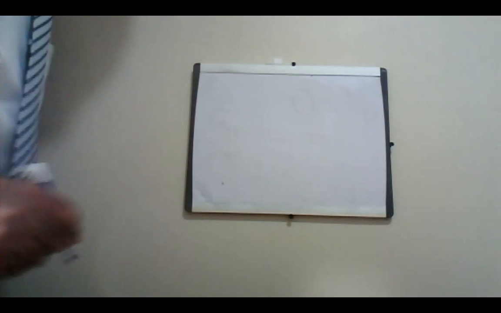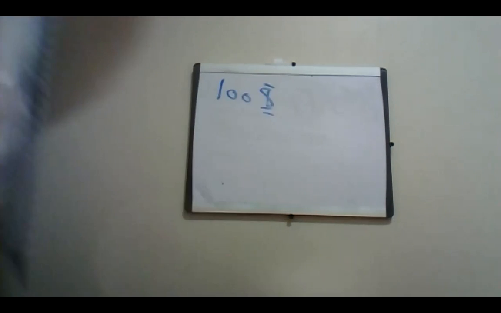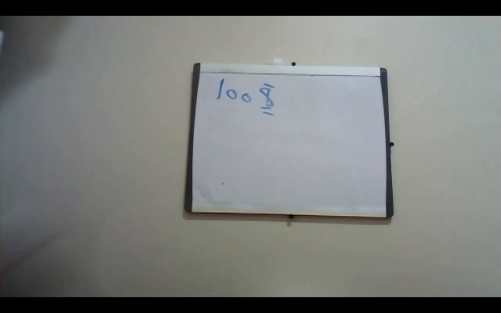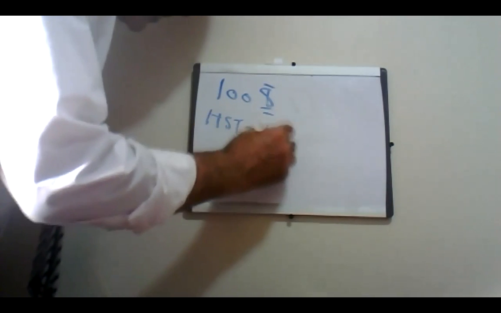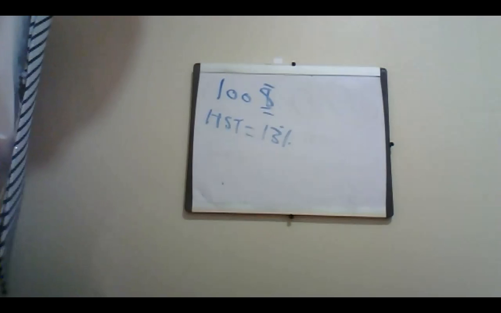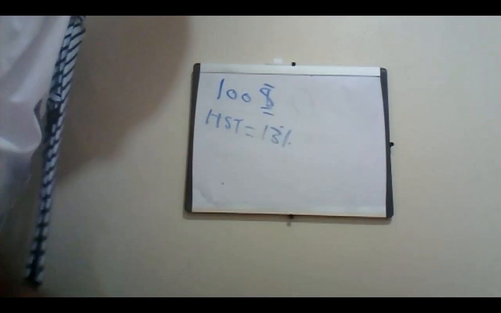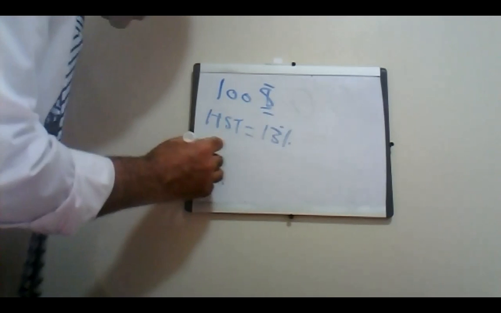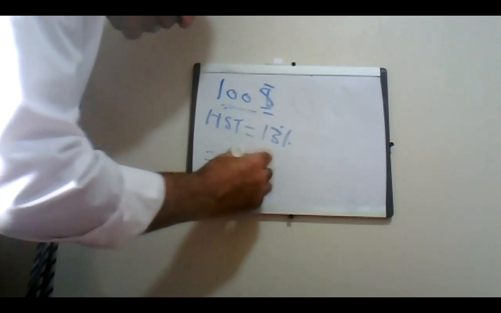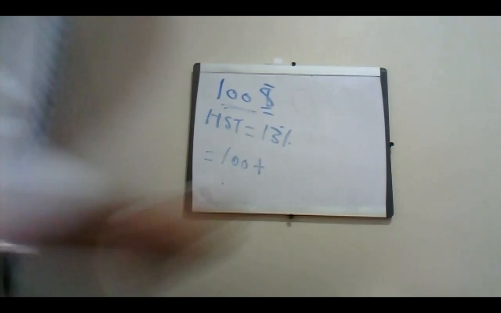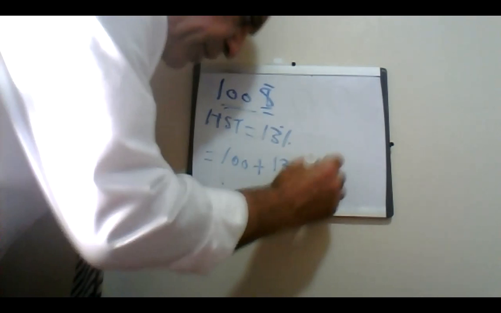Let's say I bought a fan for $100. And the taxes, the HST, is 13%. Then how much is the total which I paid? I paid the principal, the original 100, plus the taxes. Taxes are 13% of the 100.